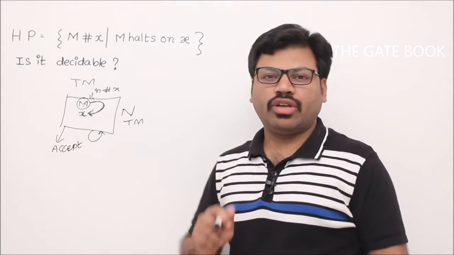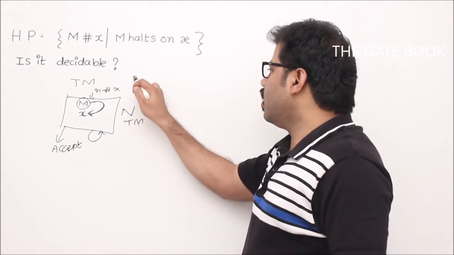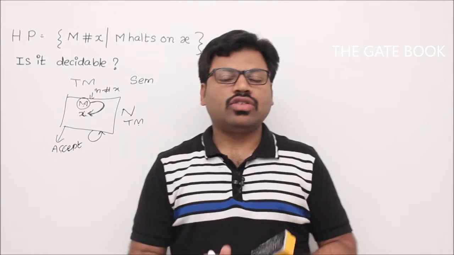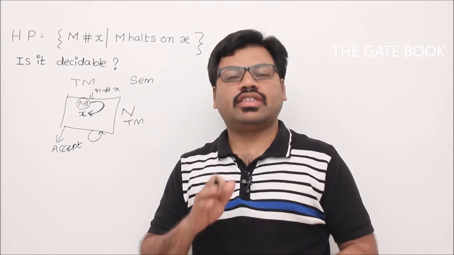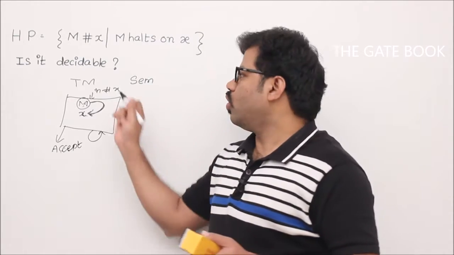But I want a total Turing machine. Why, sir? Because only then is that problem called a decidable problem. At this moment, the halting problem is a semi-decidable problem. Okay, so can we say that this is also a decidable problem? No, because there is a proof that there is no total Turing machine.